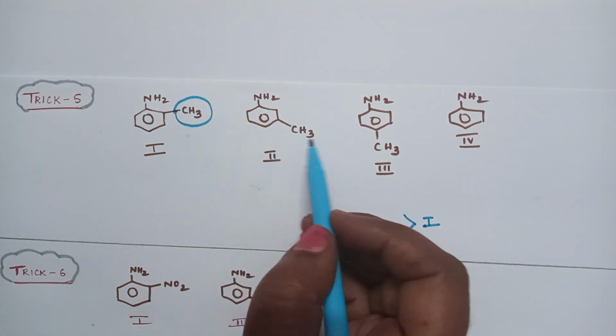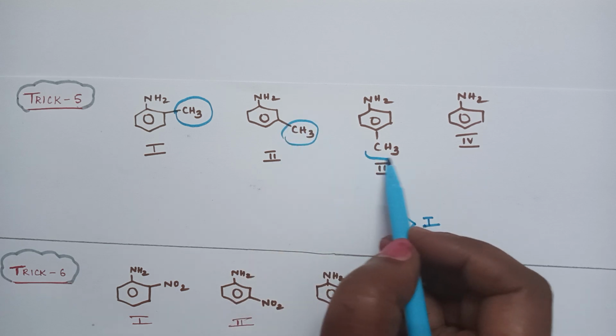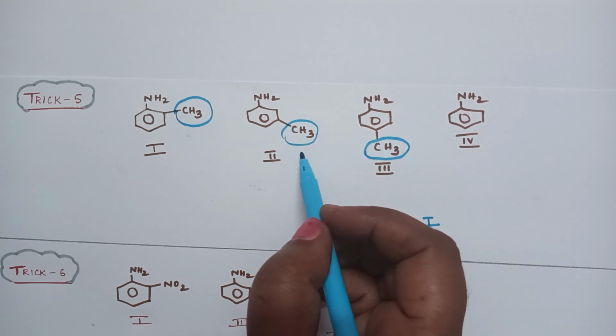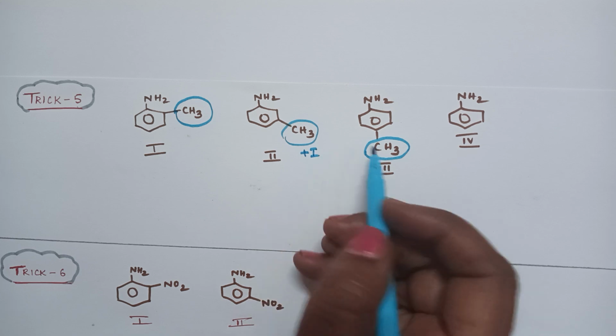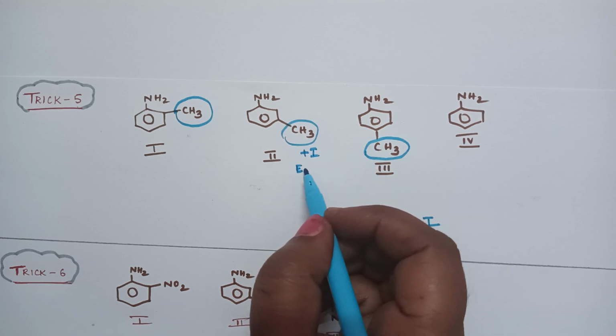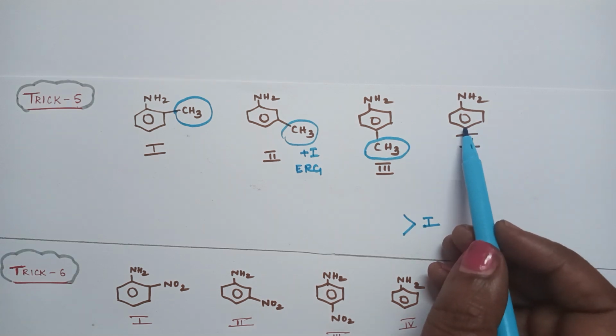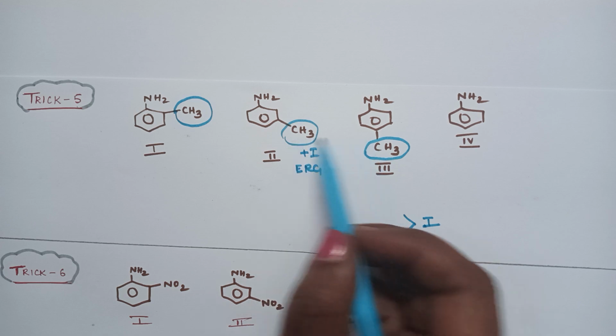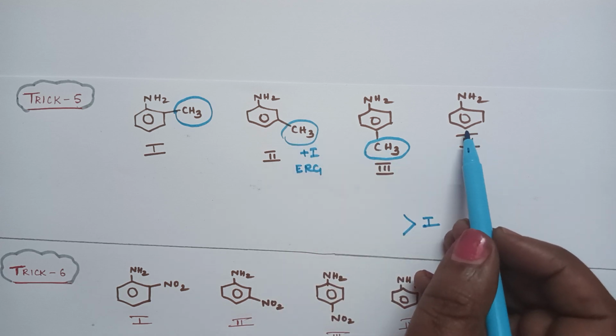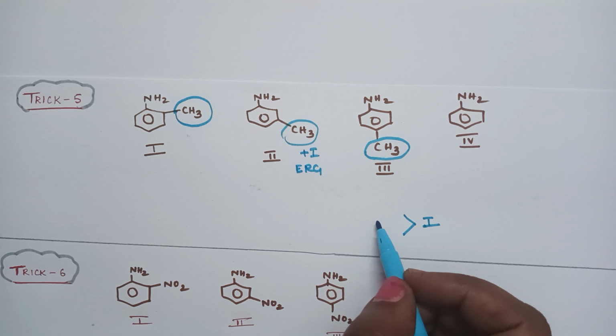This is less basic. And CH3 is present. So CH3 will show a plus I effect, that is an electron releasing group. So an electron releasing group will be more basic when compared to aniline. So these two will be more basic than aniline. So aniline will come next.